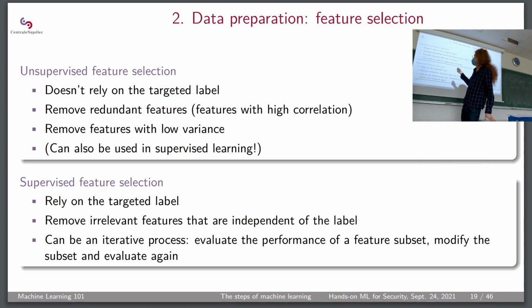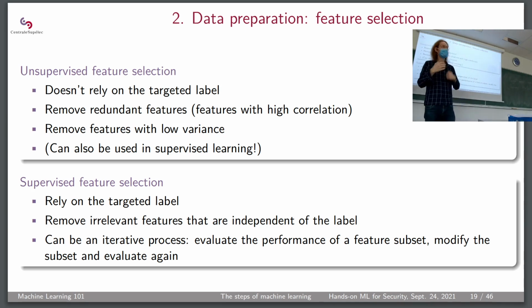There is also supervised feature selection, where you can rely on the targeted label, and then you will try to remove the irrelevant features that have no statistical connection with the label. Generally, it's an iterative process. When you get a subset of your features, you measure the performance of your model, and you will try to add or remove features and see if the model's performance is better or worse. So you can try to pin down whether one subset of features is really useful.